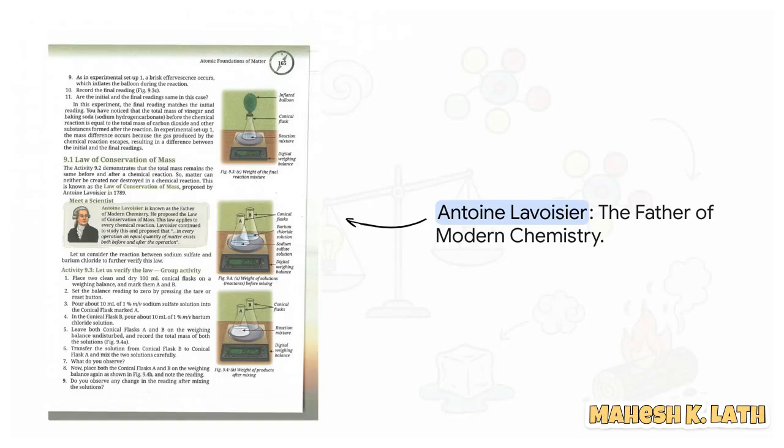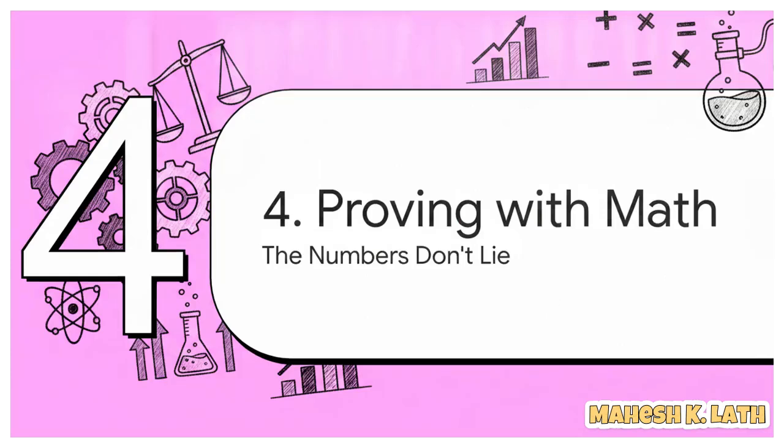We actually owe this monumental realization to this guy, Antoine Lavoisier, who is widely known as the father of modern chemistry. He proposed this exact law way back in 1789. He famously laid it out by saying that in every operation, an equal quantity of matter exists both before and after the operation. Let's lock this down in part 4, proving it with math.